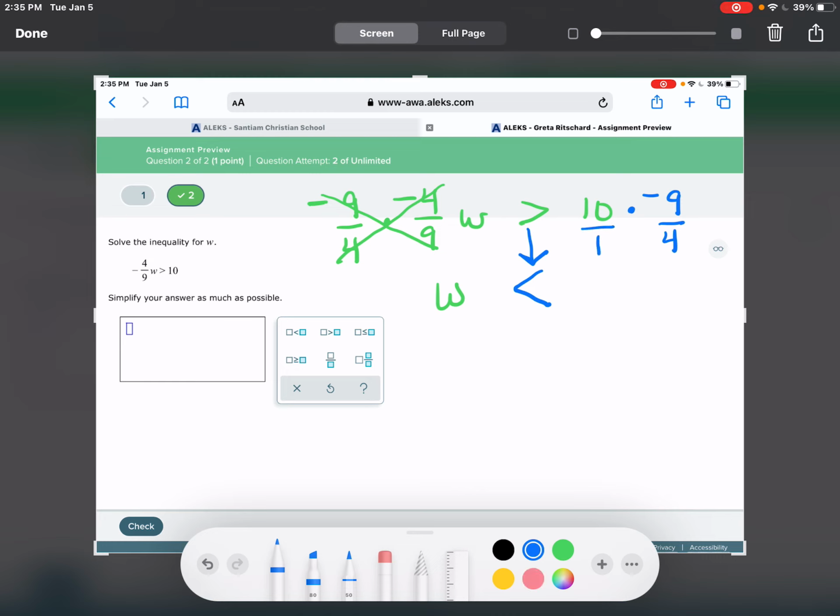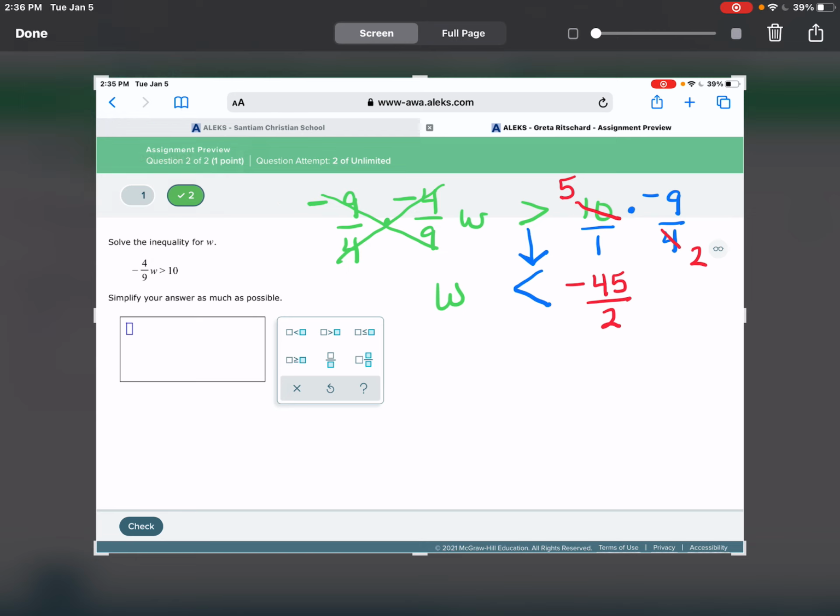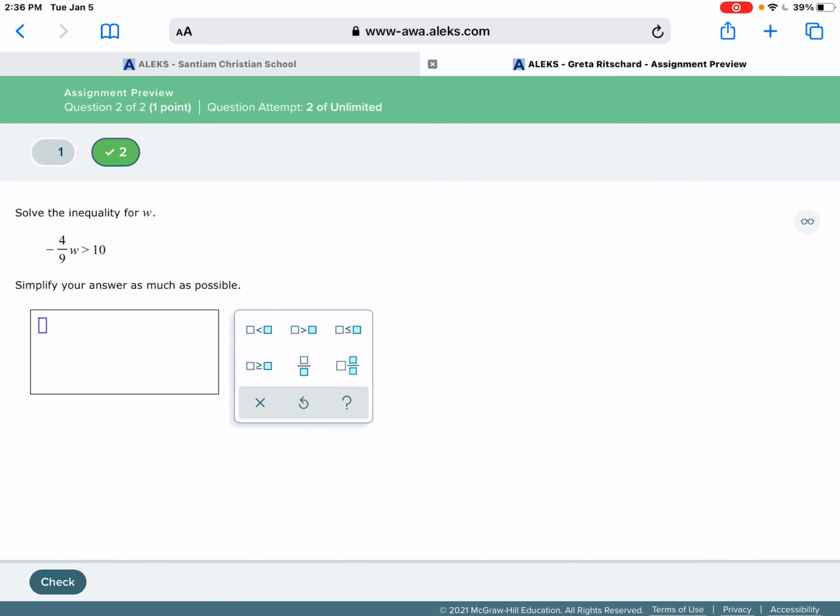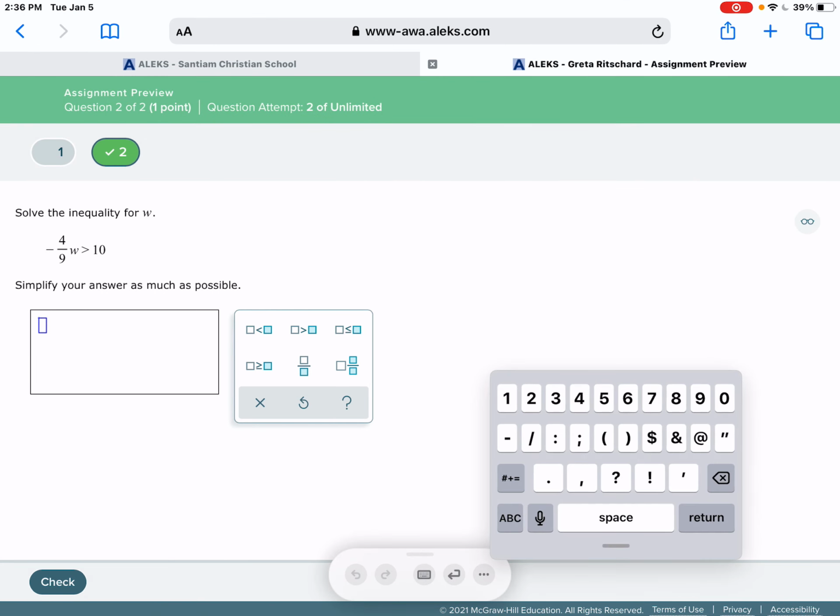So again, I have 2 that's common here, and I wouldn't begrudge you if you want to lean on a calculator when you get to some of these fraction problems. 5 times negative 9 on the top is negative 45, and on the bottom is a 2. So we have w is less than negative 45/2. W is less than negative 45/2. Check.